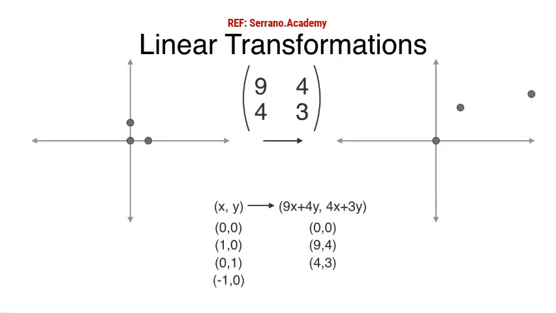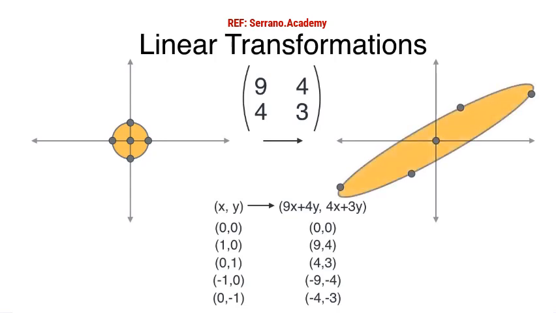The next point is minus 1, 0, which is here. And it goes to minus 9, minus 4, which is over here. And finally, the point 0, minus 1, which is over here, goes to the point minus 4, 3, which is here. And hopefully you can see a pattern here, right? As a matter of fact, if you take this circle, the unit sphere, where do you think it goes? Well, it goes to this ellipse over here.